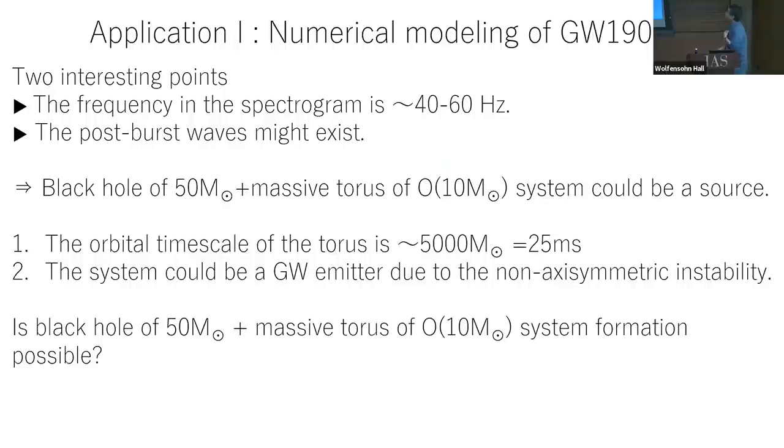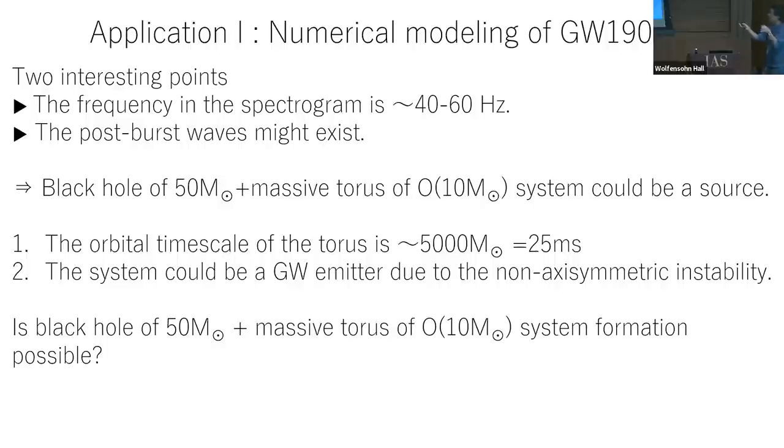So from the analysis, we found two interesting points. One is that a frequency in the spectrogram is between 40 and 60 hertz. And the other point is that post-burst waves might exist. It's not conclusive, of course. So, motivated by this fact, we propose an alternative model for this event, using a black hole of 50 solar mass surrounded by a massive torus of an order of 10 solar mass.